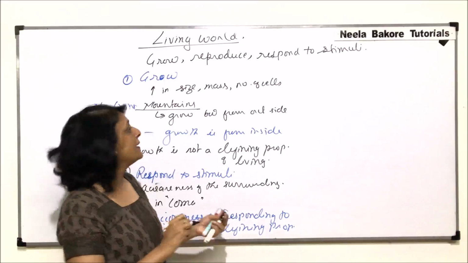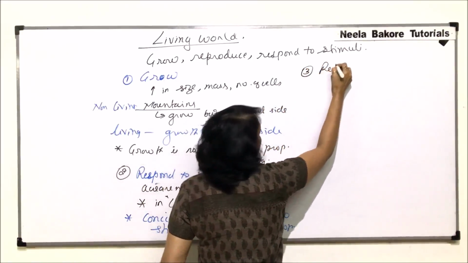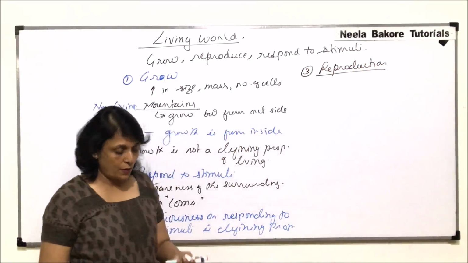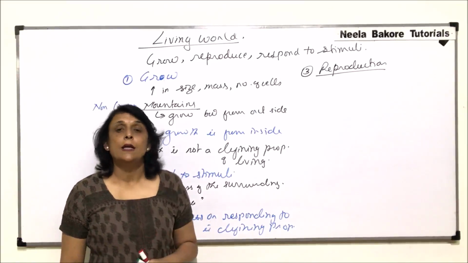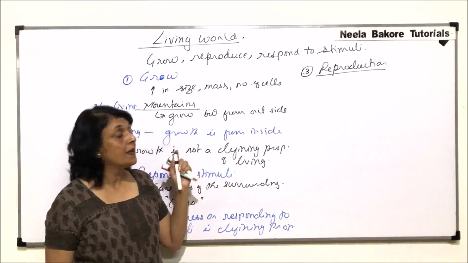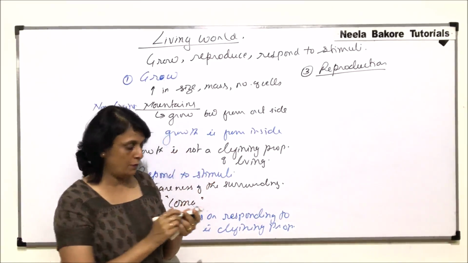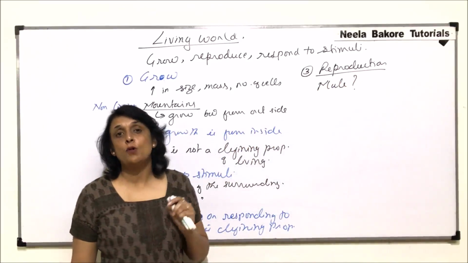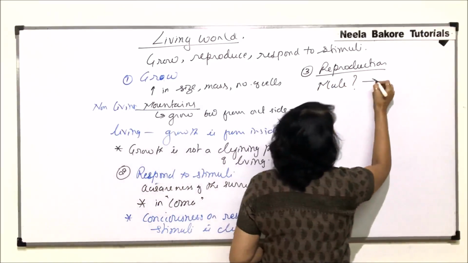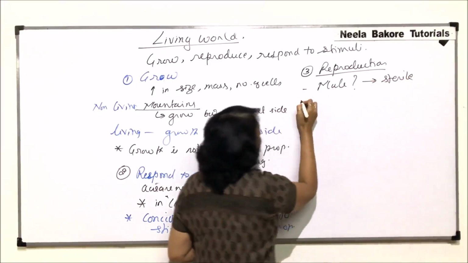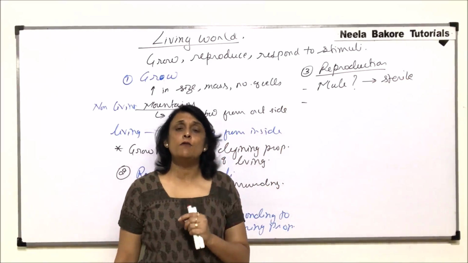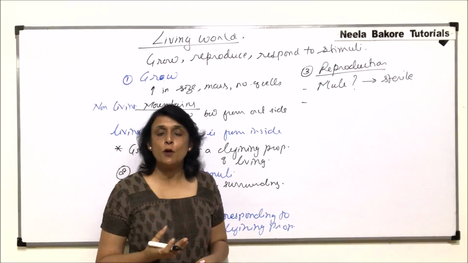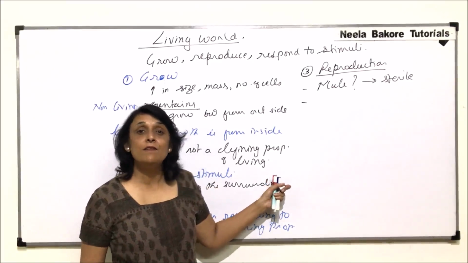Let us take the third characteristic, that is reproduction. Now when we talk of reproduction, living organisms do reproduce. The method of reproduction could be simple also. So all living organisms reproduce. What about mule? Mule is a hybrid of donkey and horses, and they are sterile. What about humans who have some kind of a problem in their reproductive system? Maybe the system is not proper, maybe the gamete formation is not proper, and they are infertile.